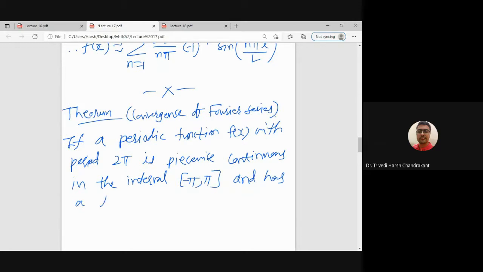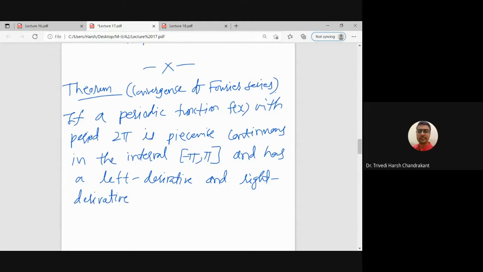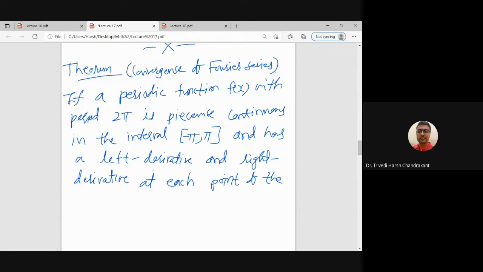two-sided derivatives, so that means left derivative and right derivative at each point of the interval. So the interval here is minus pi to pi. So in this case, that means at the point where the function has left and right derivative, the Fourier series converges at that point.